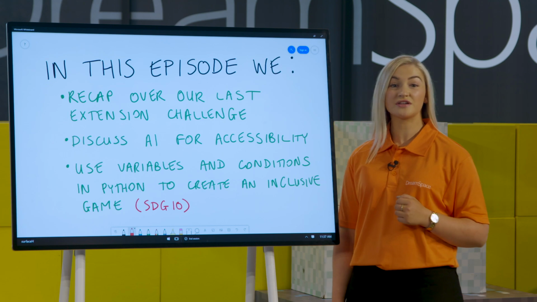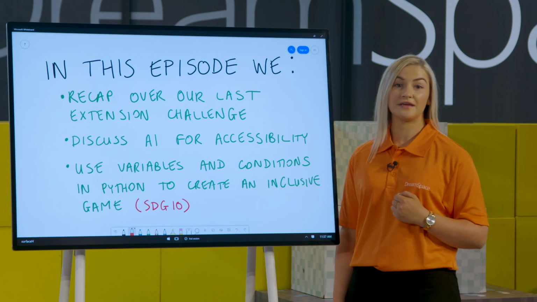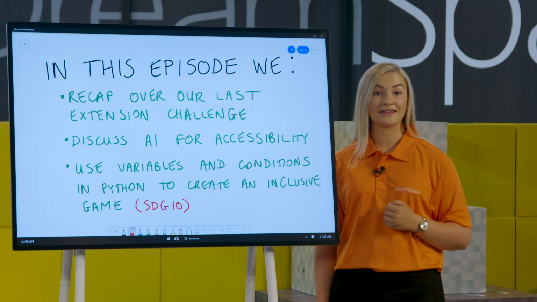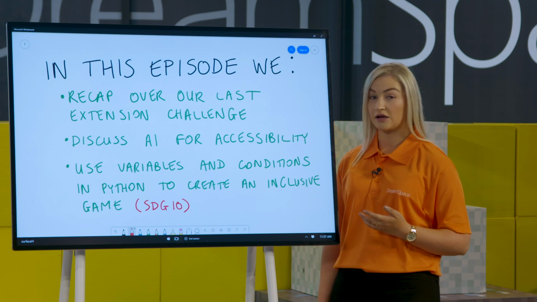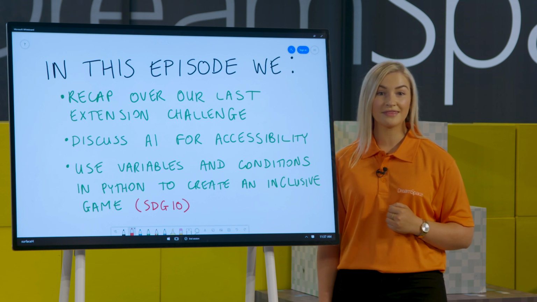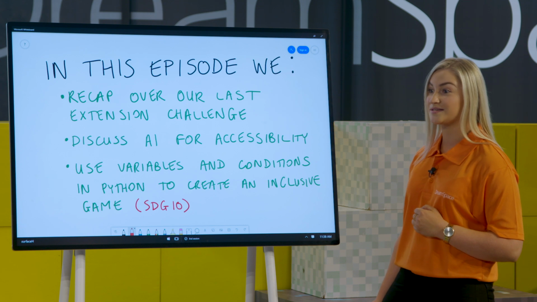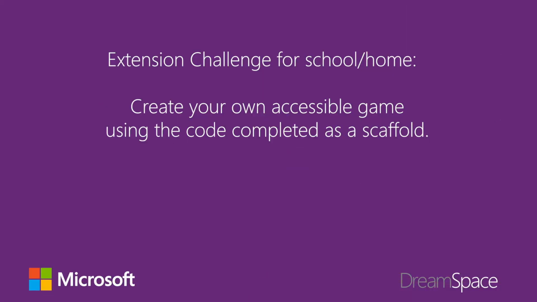So we first looked at our extension challenge from the previous episode, and then we covered AI for accessibility, and we looked at the Seeing AI app in particular. Yeah. And then we moved on to Python, and we covered how to create our very own accessible virtual rock, paper, scissors game. So in today's extension challenge, we want you to create your very own accessible game.